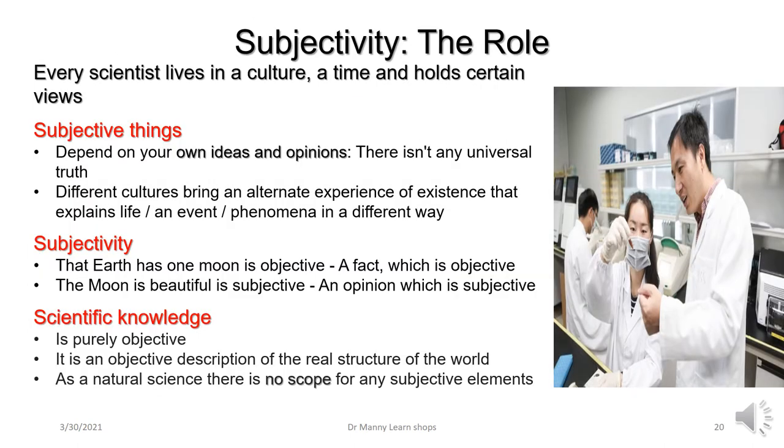Let's review what subjectivity is. And you've got to remember, you as well. You, as a scientist, for example, have different views. So every scientist lives in a culture, a specific time, holds certain views, and these can change. Subjective things are related to your own ideas, your experiences, your opinions. There isn't a universal truth. It's not rigid. It's extremely flexible.